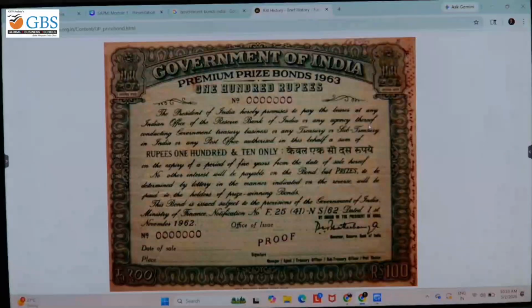What is the rate of interest? Karthik, what is the rate of interest? Have you got it in your WhatsApp group? Understood? Any doubt? This is one bond. The one which you are seeing is given by the US government, but this one the government of India is giving.